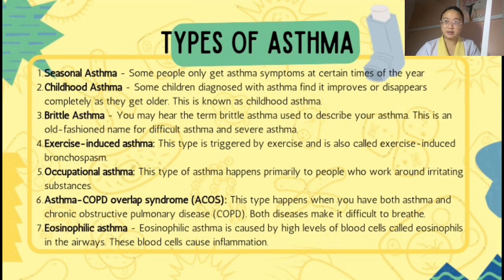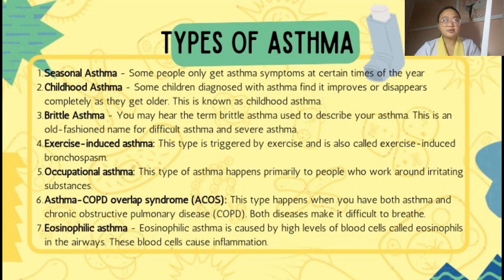Next is brittle asthma. Brittle asthma is an old-fashioned term for difficult or severe asthma. It is characterized by unpredictable and rapidly worsening symptoms. It requires careful management and close monitoring to prevent severe exacerbations. Next is exercise-induced asthma.